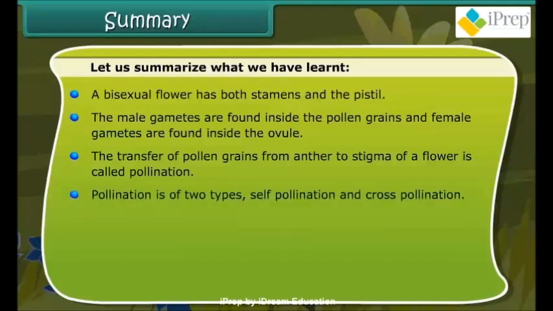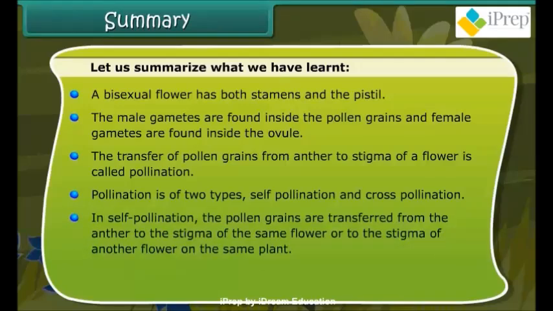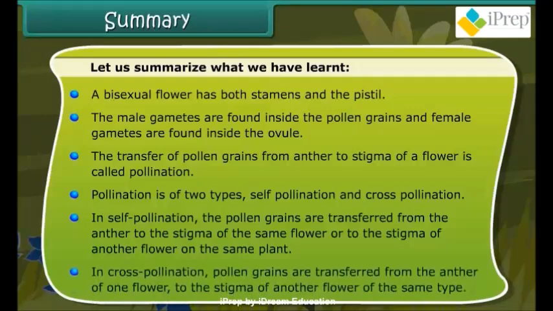Pollination is of two types: self-pollination and cross-pollination. In self-pollination, the pollen grains are transferred from the anther to the stigma of the same flower or to the stigma of another flower on the same plant. In cross-pollination, pollen grains are transferred from the anther of one flower to the stigma of another flower of the same type.